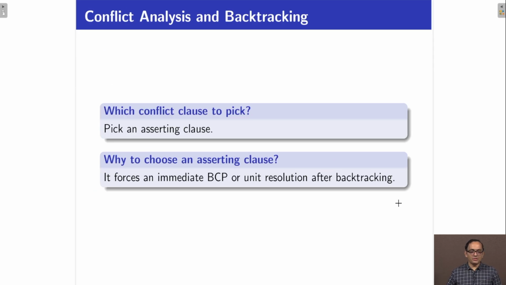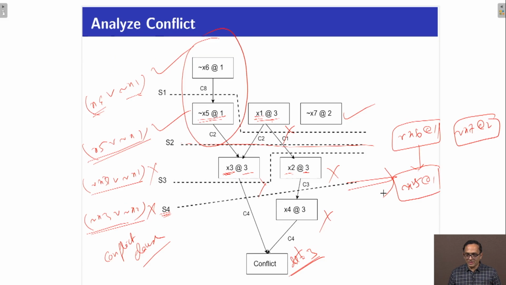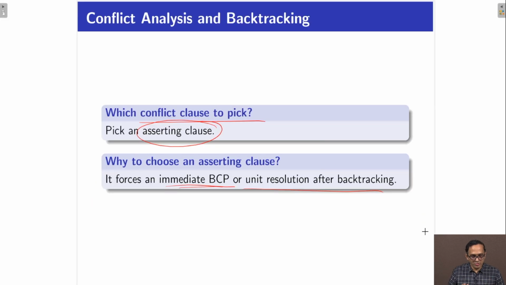Now, obviously, the question is: I am saying that the conflict clause to be picked is the asserting clause. Why will I pick the asserting clause? Because it forces an immediate BCP, okay, or unit resolution after backtracking. So, backtracking is basically removing this part of the graph and keeping this part, right. And I am saying that if you pick the asserting clause, then you will definitely get a BCP after this. Okay. You do not need to take another decision immediately. Okay. So, this is why I am going to pick it.